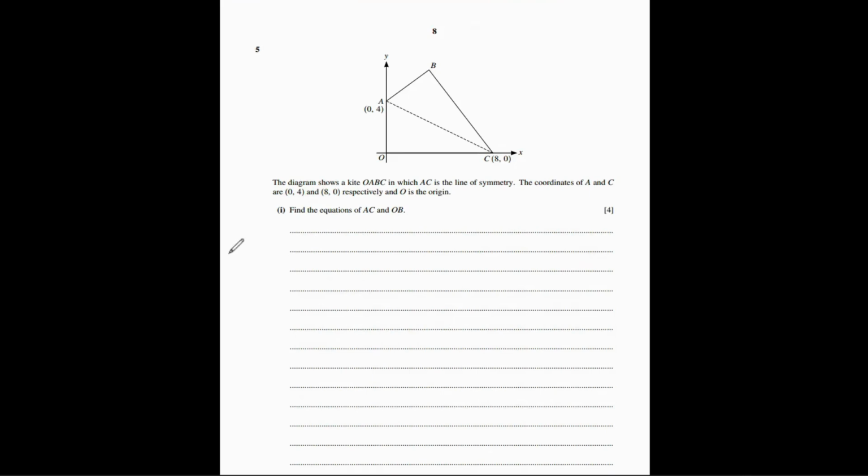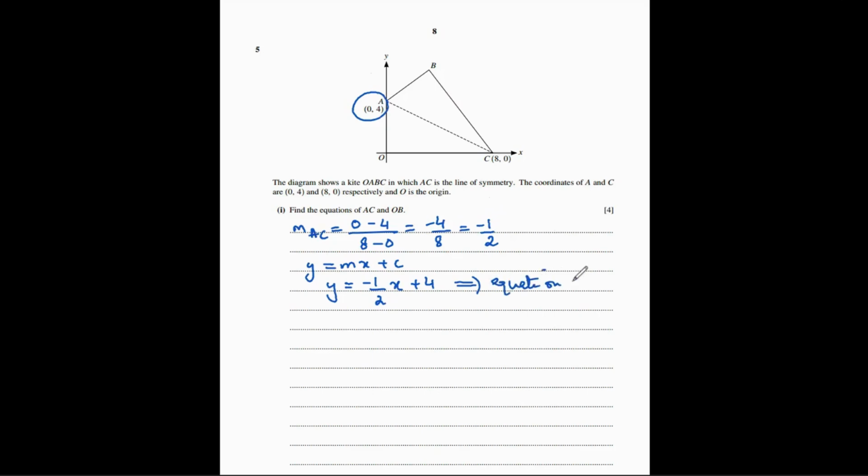So to find the equation of AC, first we need to find the gradient of AC. That's going to be 0 minus 4 over 8 minus 0, negative 4 over 8, which is negative 1 over 2. Slope y-intercept form, y equals mx plus c, y equals negative 1 over 2 x plus 4. This is your equation of AC.